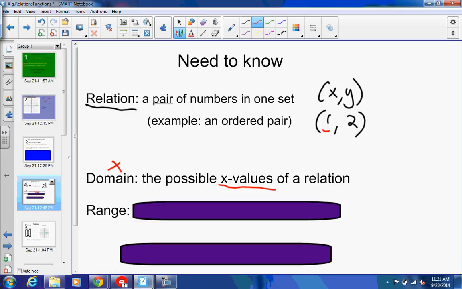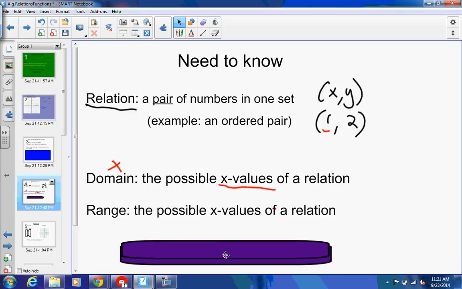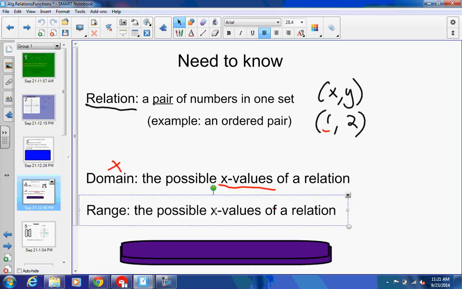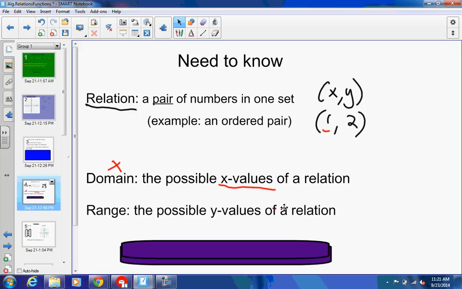Now the range would be opposite. It's all those y values. So we'll grab this, take that away, and the range is the possible, and I'll fix that. It should say y values of a relation. All right, and I'm going to underline that so you know that I'm talking y values when I think of range. Y values. So all the possible y values. In this case, this relation only has one ordered pair, so the only y value is 2, and that is the range.